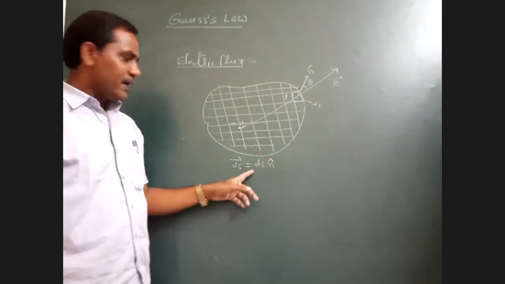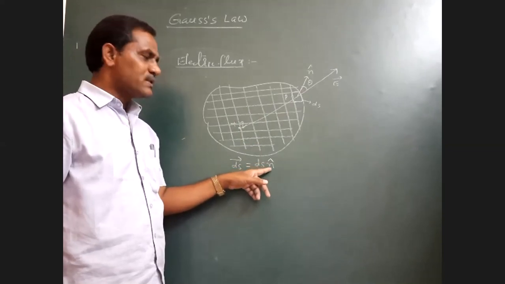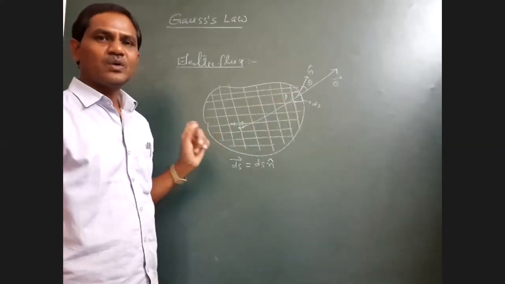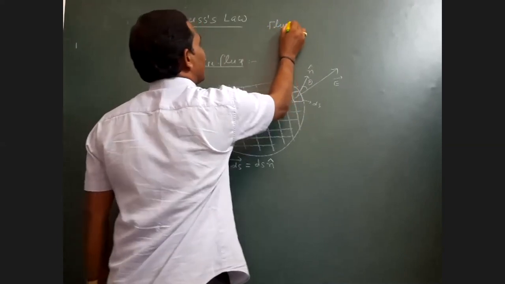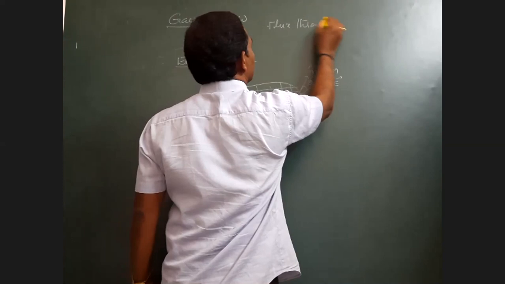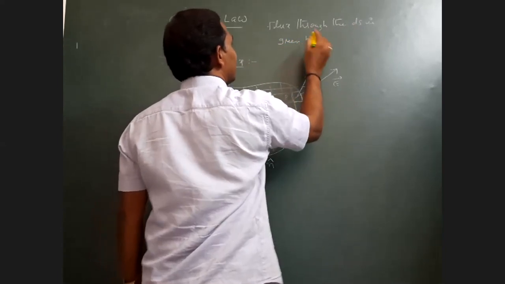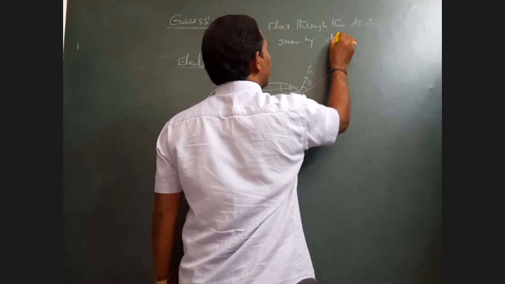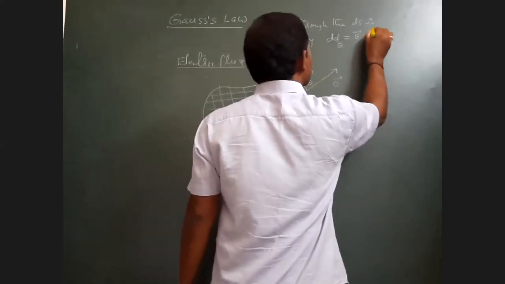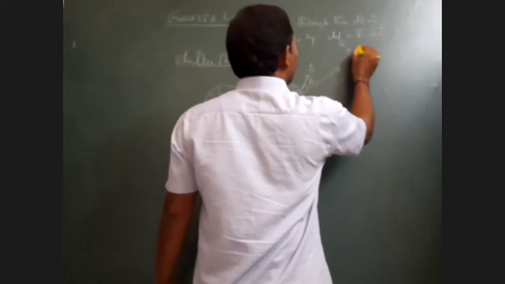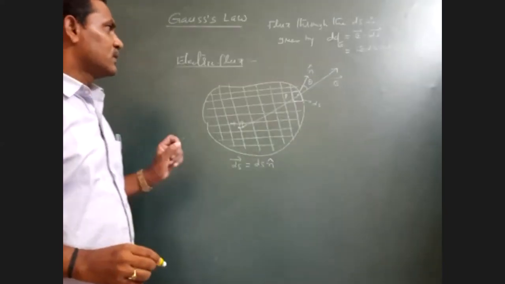Here dS is the magnitude of that area element, and n cap is the unit vector, or the direction, of that area element. Now the flux through this surface. I am writing the electric flux through the area element dS, given by d phi suffix e equals E bar dot dS bar, that equals E dS cos theta. E dS cos theta. Understand the concept?